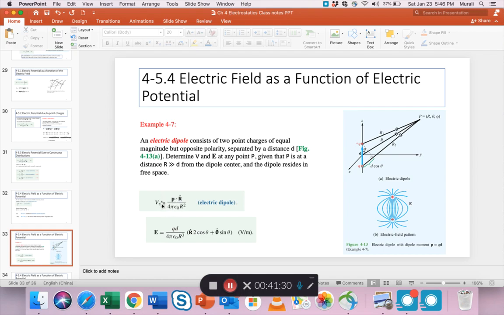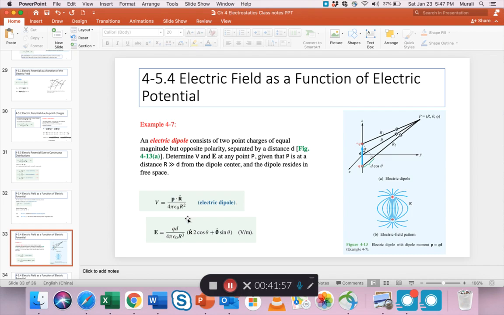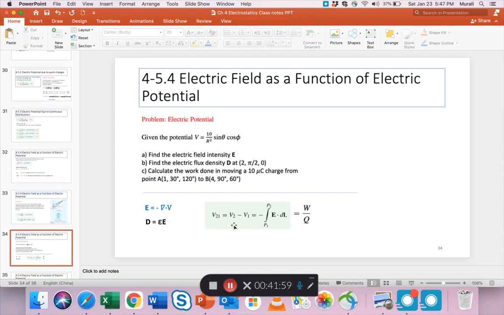So this gives you the potential, and once you have the potential, you can find the E, the electric field intensity, using this formula. Electric field intensity from potential: you just have to do the gradient, that means apply the del on it, and then put a negative sign. That gives you E. So he shows you how to do it. Please take a minute and go through it.